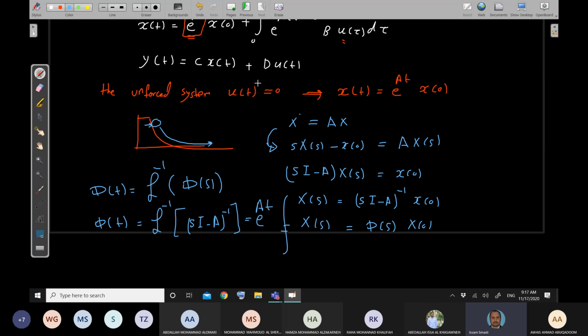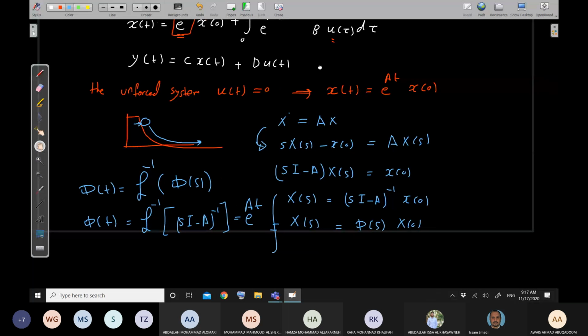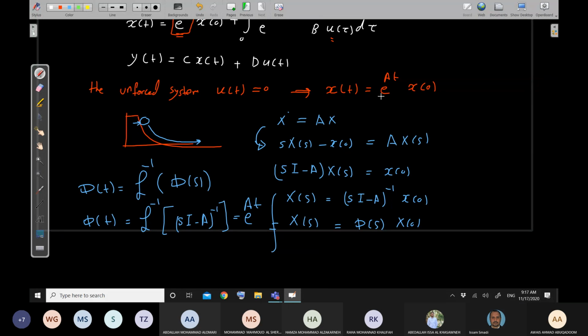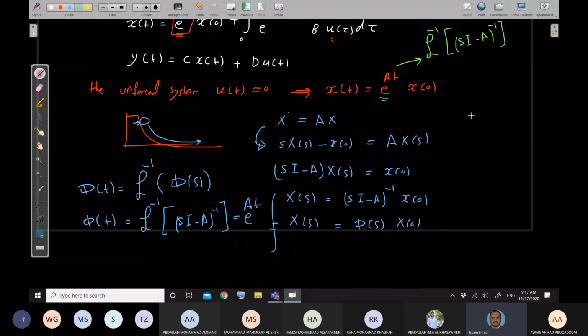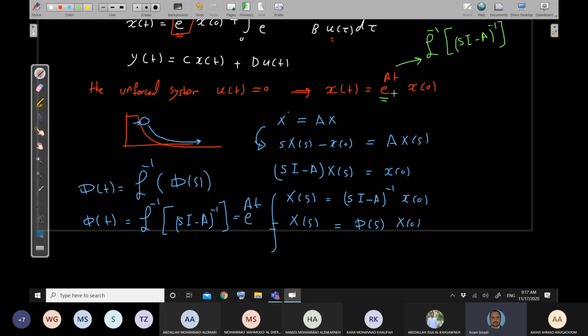So how do we find the state transition matrix? Simply by taking the Laplace inverse of (SI minus a) inverse. Of course, there is another method. Someone will say I can use the series expansion. Someone will say I can use the Cayley-Hamilton theorem, which states that each and every square matrix fulfills its own characteristic equation. This is up to you to look up.